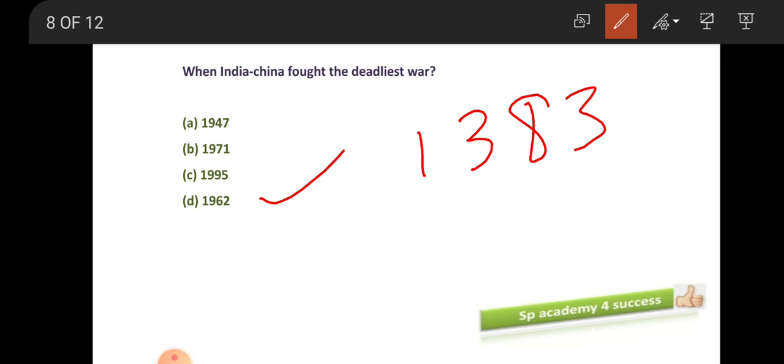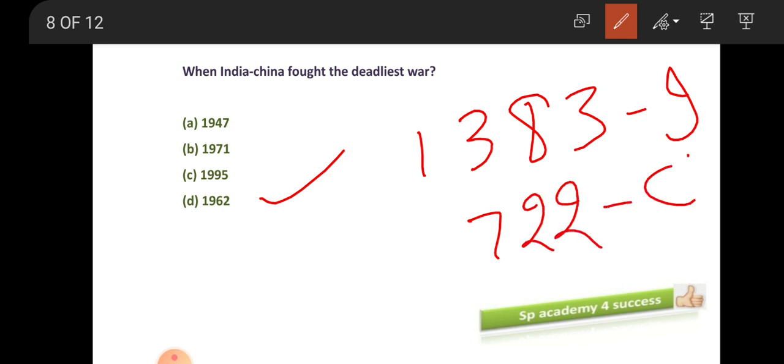1383 Indians and 722 Chinese soldiers were killed in this war. That's the reason why it is called the deadliest India-China war. Clear? So we had this war in 1962. D is the right option for this. Let's move to the next one quickly.